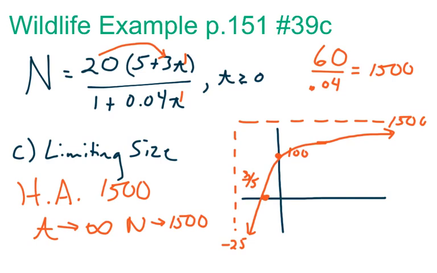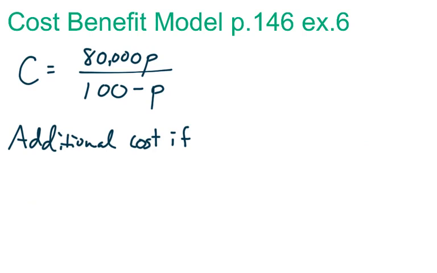Now, a horizontal asymptote may not be the only kind of asymptote that provides a certain kind of answer. We know there's a vertical asymptote, and what I'd like to do is look at this cost-benefit problem, example 6 on page 146, as an opportunity to see how a vertical asymptote might play into an application. Take a look at this problem. It's actually worked out in the book.